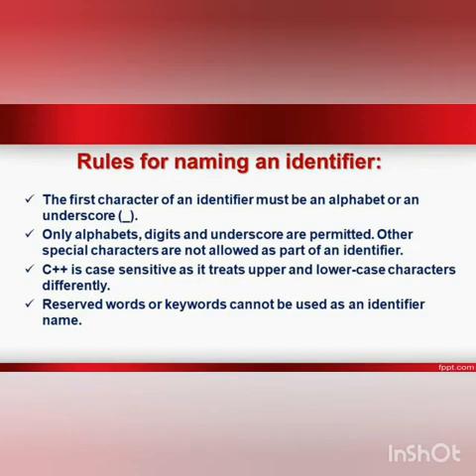Then the next rule is that reserved words or keywords cannot be used as an identifier name. Already we have studied keywords, right? Keywords are reserved words with predefined meaning. So keywords cannot be used as variable names. So these are the rules for naming the identifier. An identifier is nothing but giving a name to the variable, class, function and array. While giving names to the variable, we have to follow those rules.